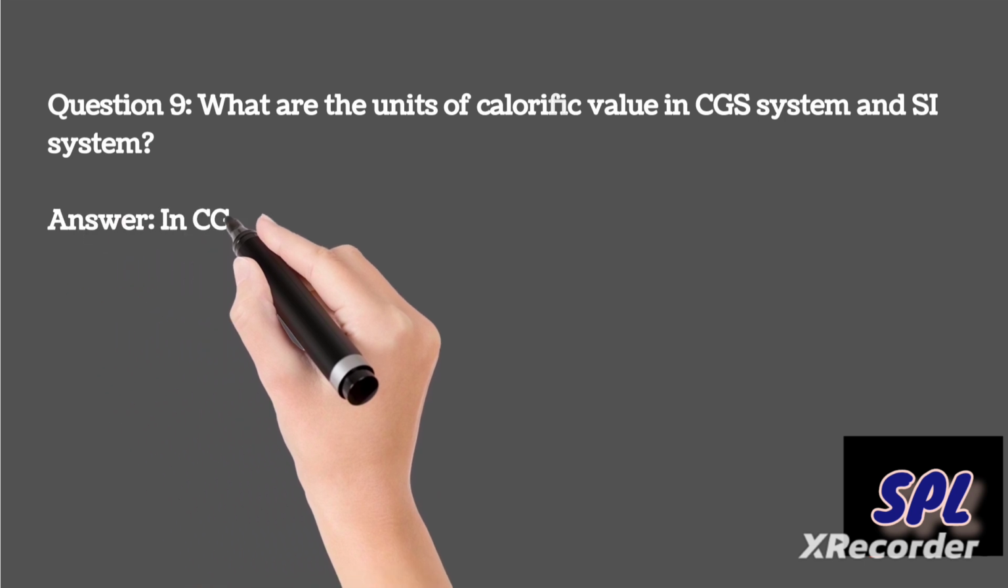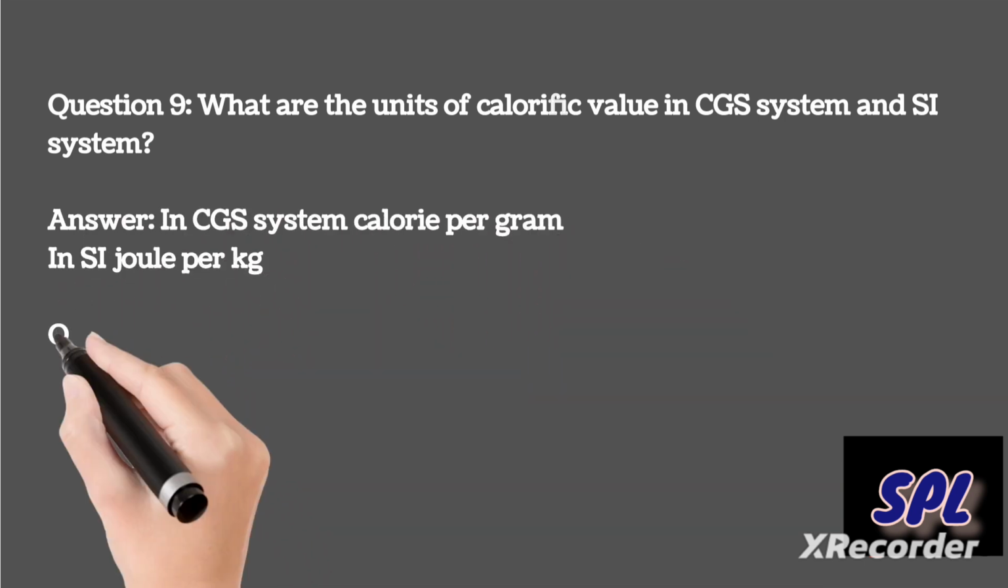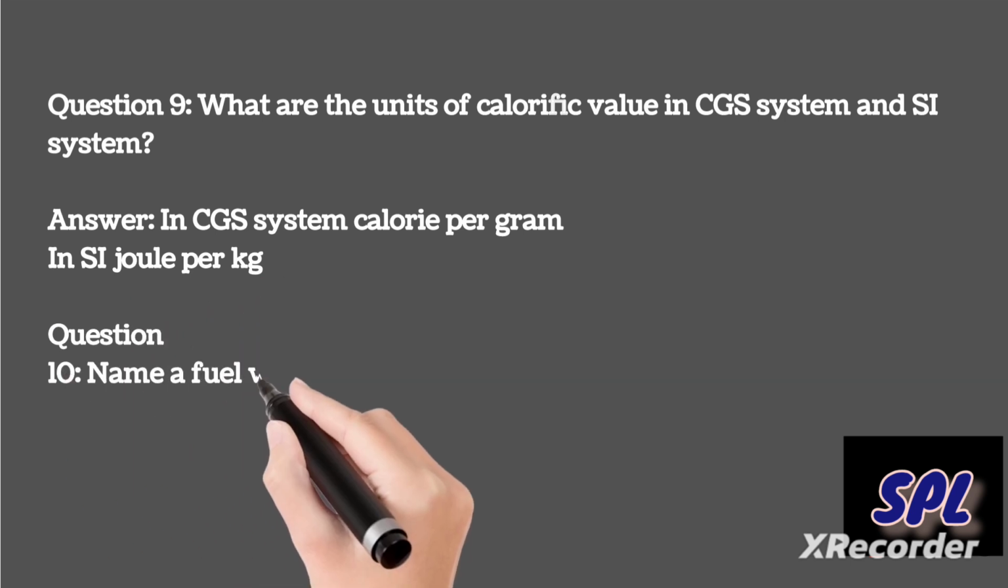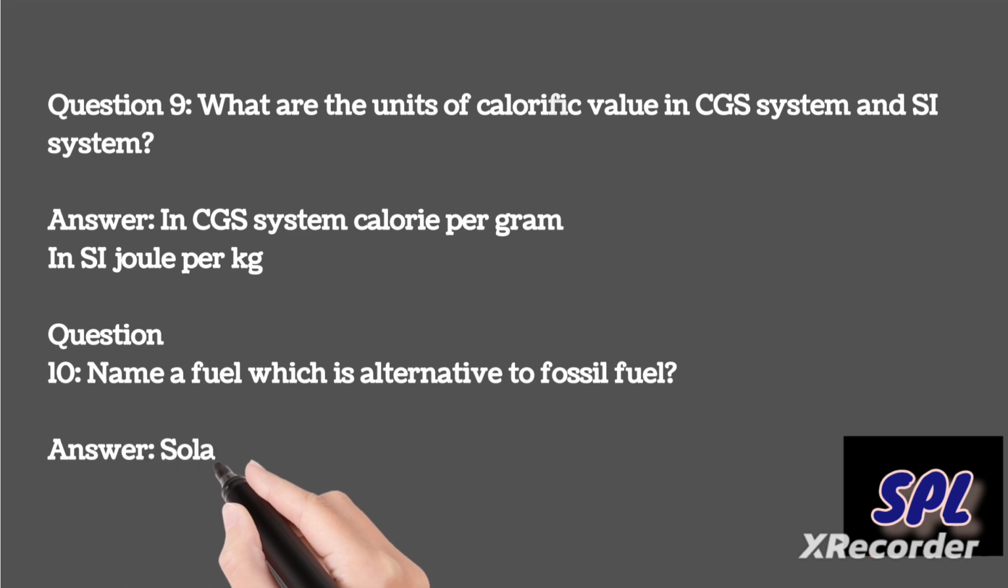Answer. In CGS system, calorie per gram. In SI, joule per kilogram. Question 10. Name a fuel which is an alternative to fossil fuel. Answer. Solar energy.